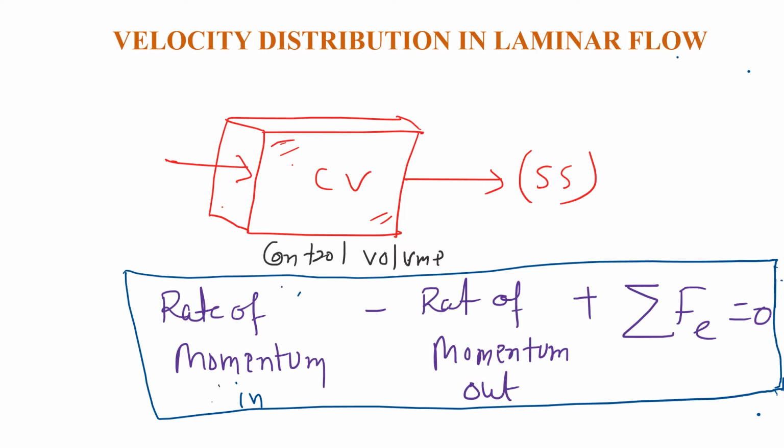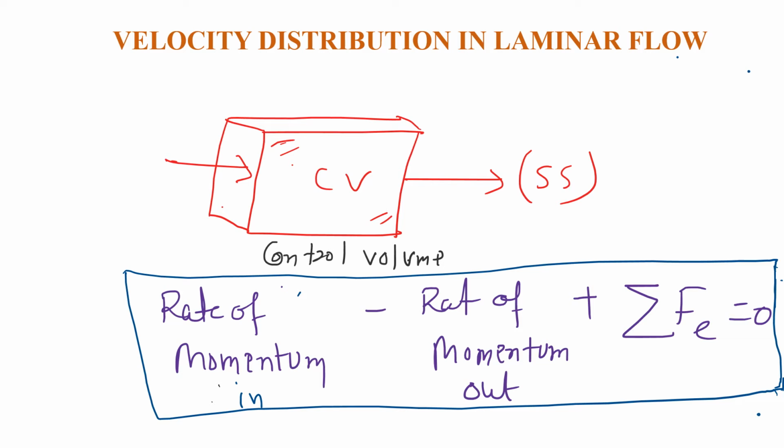If you think of a control volume consisting of some fluid, then at steady state you may write: rate of momentum in minus rate of momentum out plus the sum of all forces acting on the control volume is equal to 0, because at steady state there will be no acceleration. That means there is no unbalanced force acting on the control volume. You should know what a control volume is and what control surfaces are, but I would just go through it once again.